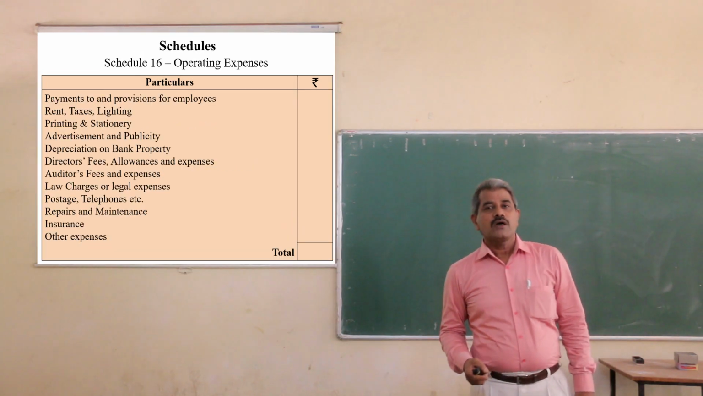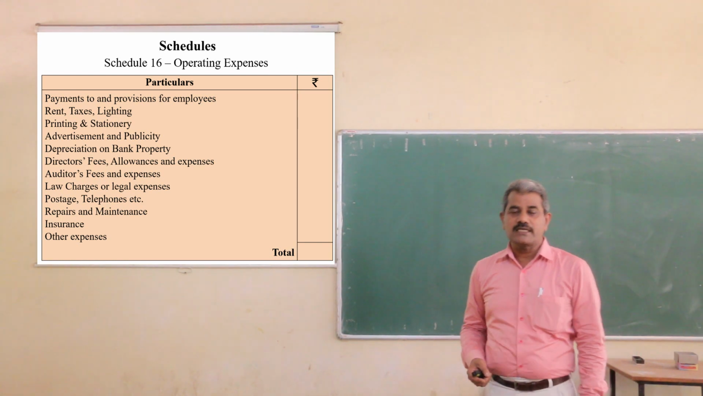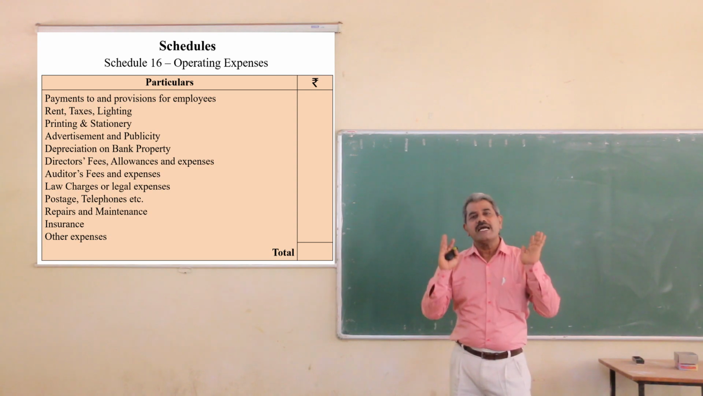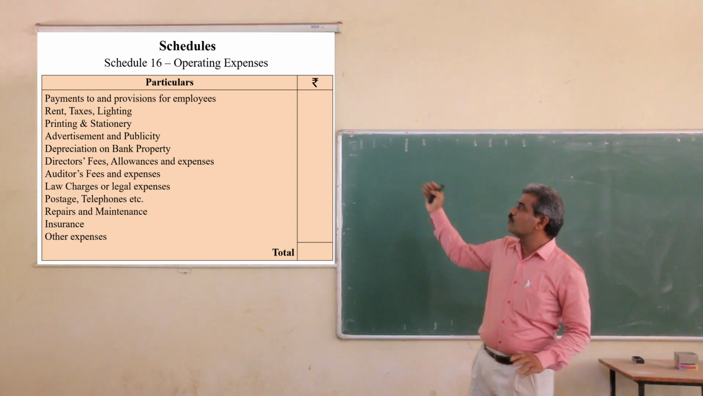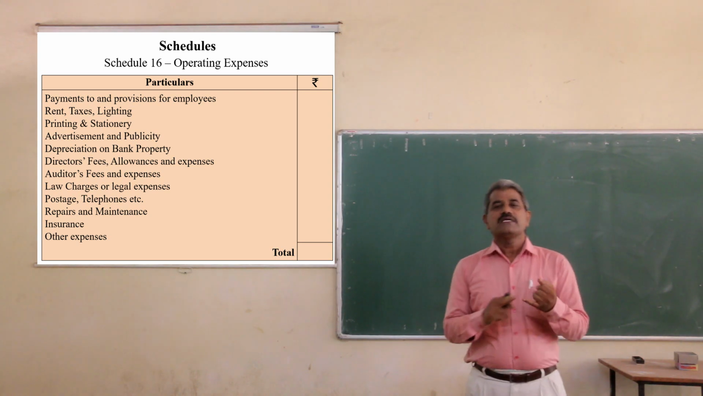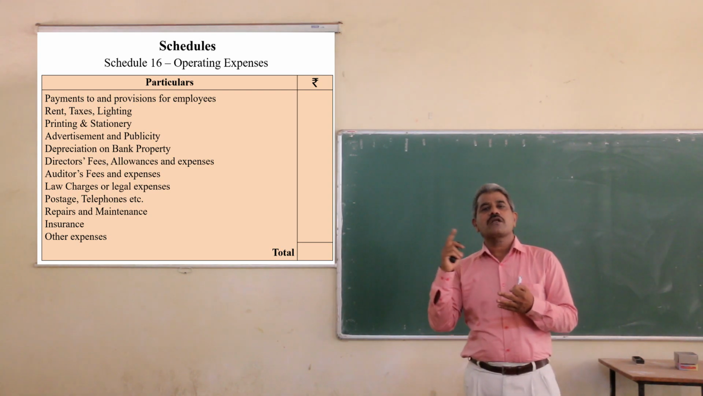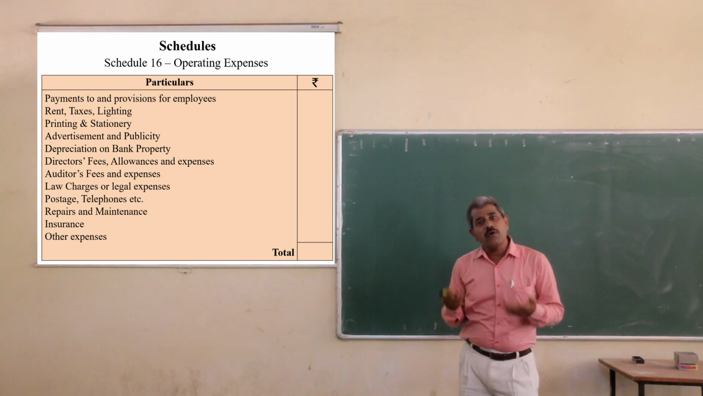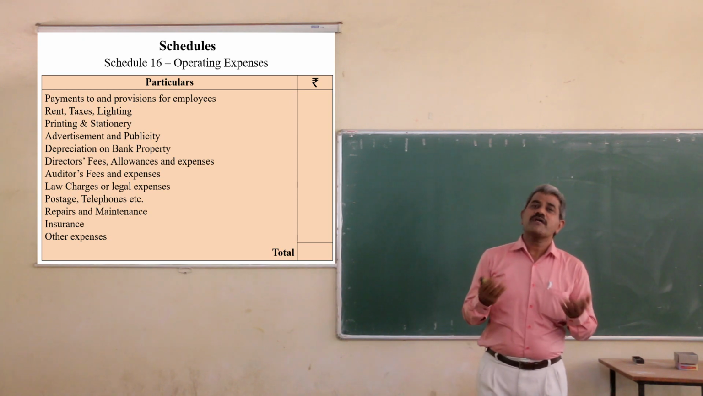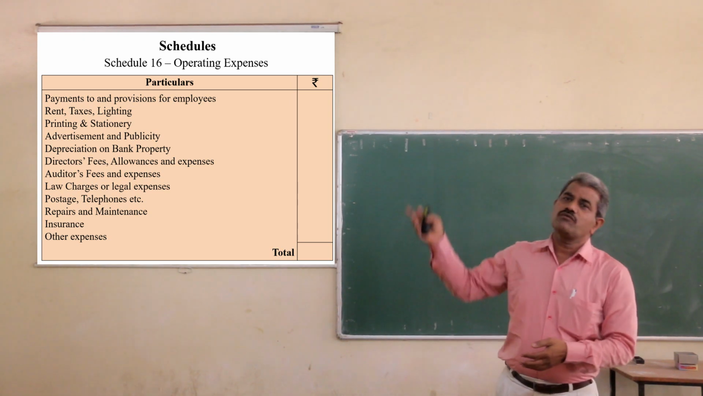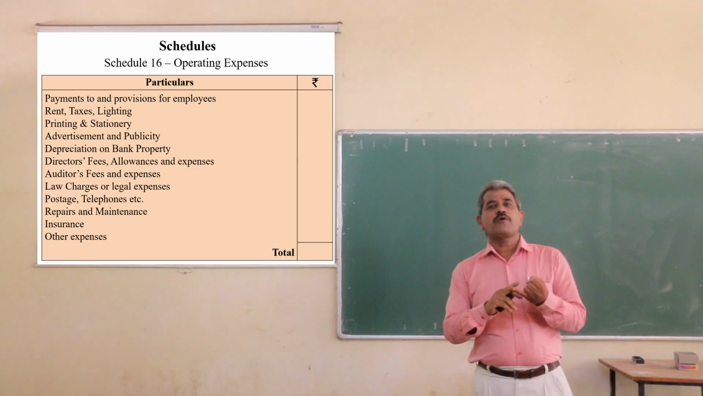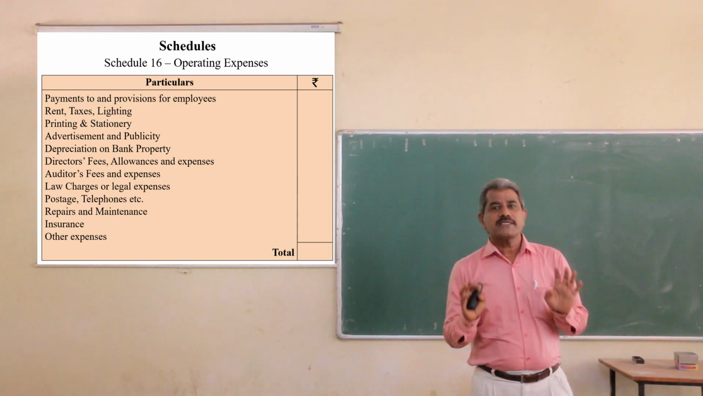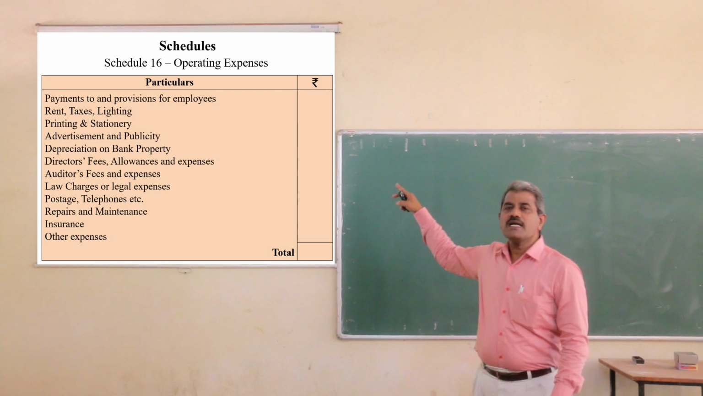And the last schedule is operating expenses. Schedule number 16. We will record here all operating expenses. Okay. Payment to and provisions for employees. It means salaries, wages, contributions, bonus, all these will be considered here. In whatever form the payment has been made to the employees will be considered here. It may be in the form of salary, wages, bonus, any other emoluments, monetary benefits, we will consider here.